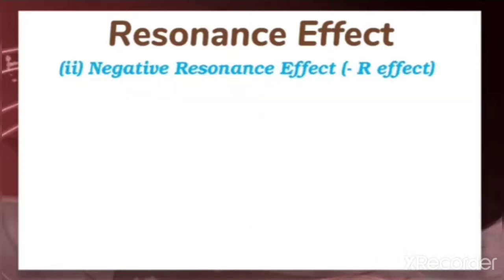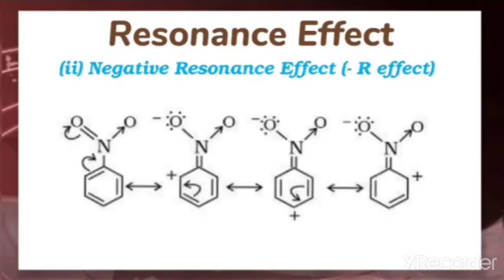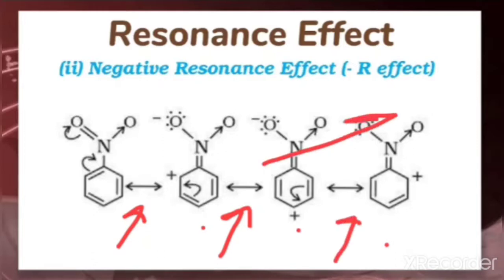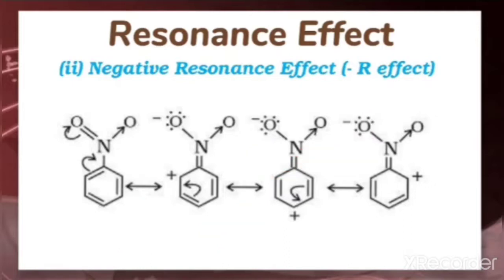Next is the negative resonance effect, which is called minus R effect. Let us take the example of nitrobenzene. The formula for nitrobenzene is C6H5NO2. Now when you look at the resonating structures given here, as I told you, this symbol, the double-headed arrow, represents resonating structures. The resonating structures can be separated by these double-headed arrows. In nitrobenzene, you can see that here the shifting of electrons takes place from the benzene to the substituent. That means from the conjugated system to the substituent.